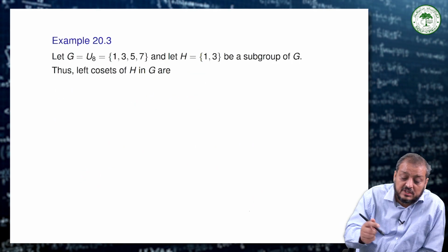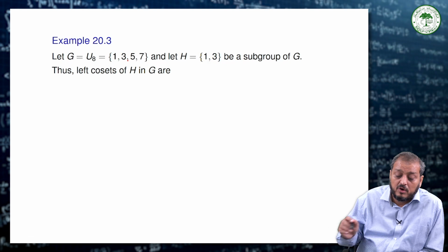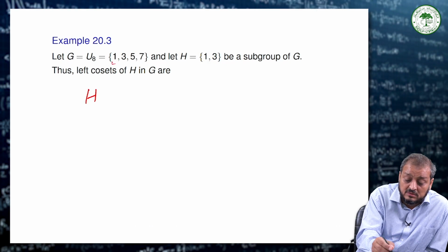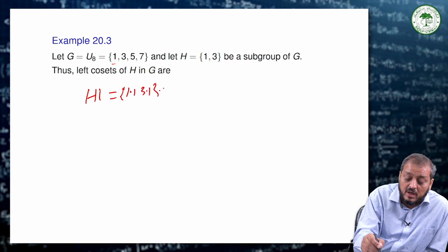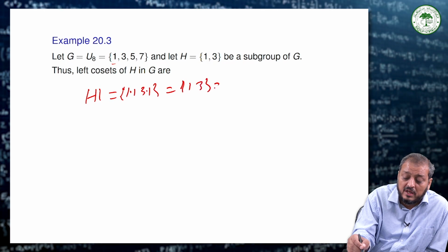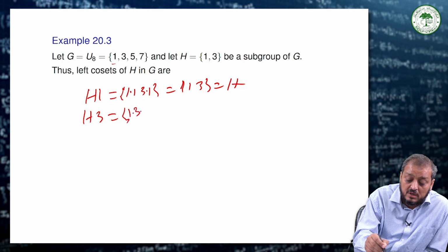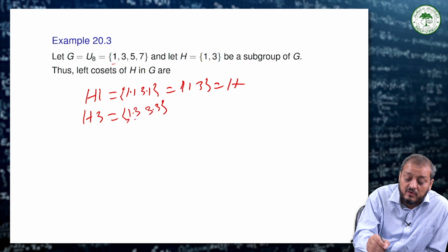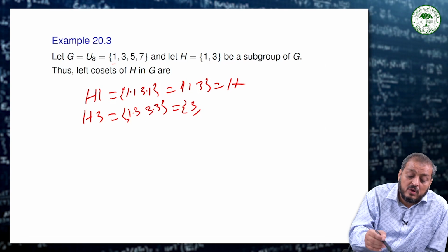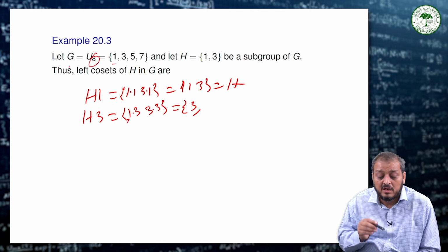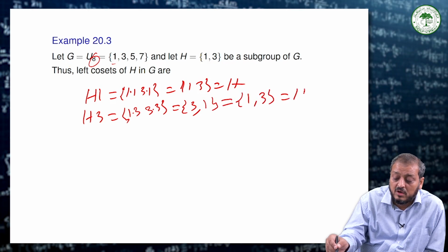Now another example for discussing this: U8 is equal to this, and this is clearly a group under multiplication modulo 8. We write H·1, where 1 is an element of G. So H1 is 1 times 1 and 3 times 1, which is 1 and 3, and this is equal to H. Now H3: we have 1 times 3 and 3 times 3. 1 times 3 is 3, and 3 times 3 is 9, and taking 9 under multiplication modulo 8, this is 1. So again we have H.